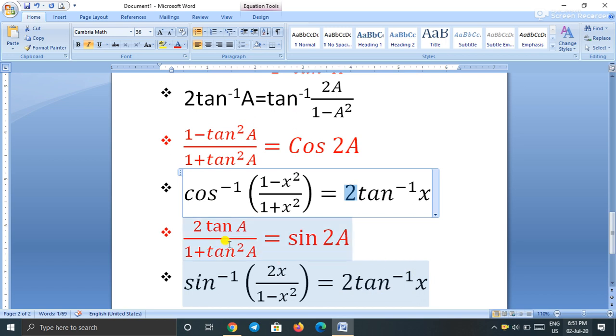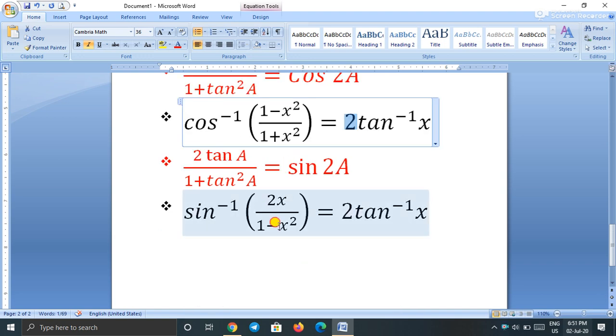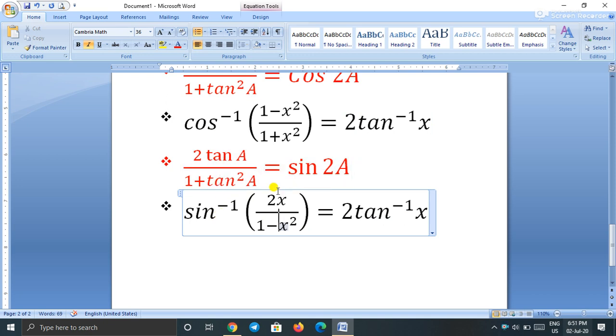x. Similarly, in other formula, you have studied one formula 2 tan a upon 1 plus tan square a is equal to sin 2a. Then it looks like sin inverse 2x. See, 2 tan a means 2x. In place of tan a is equal to only x, and 1 plus x square. Here not minus. Here this will be plus, right? So sin inverse 2x upon 1 plus x square is equal to 2 tan inverse x. Now let us see the proof of these two formulae.